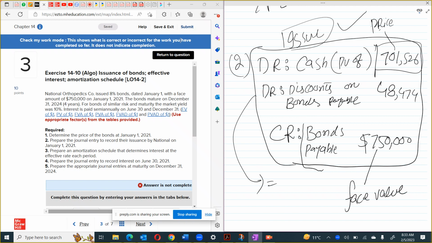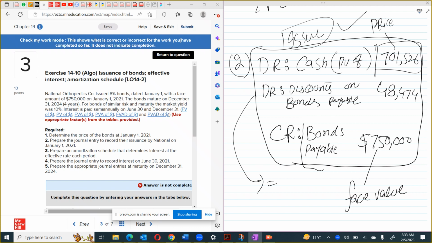So the premium is completed. All your homework is completed in this one format I gave you. Your double entry at issuance is completed. How to calculate the present value is completed. The first step is the price of the bond. The second step is the journal entry at issuance.